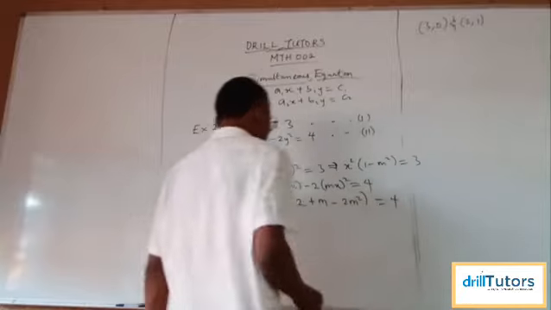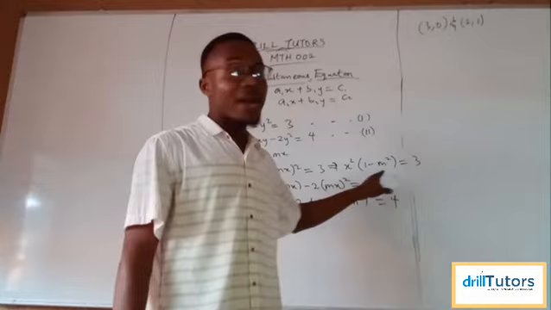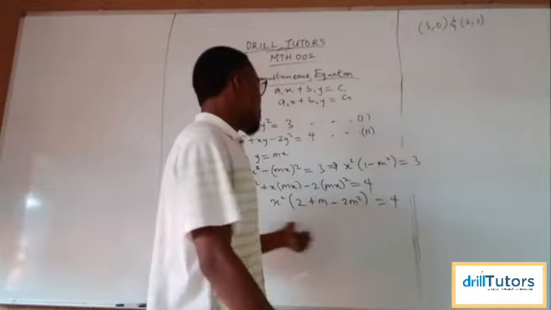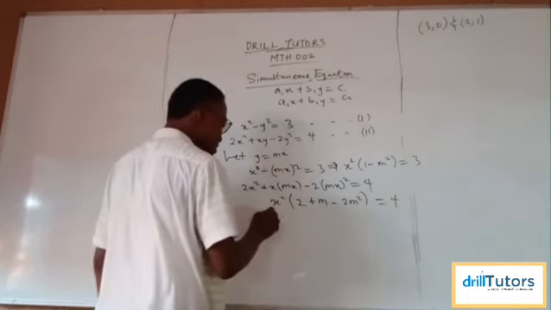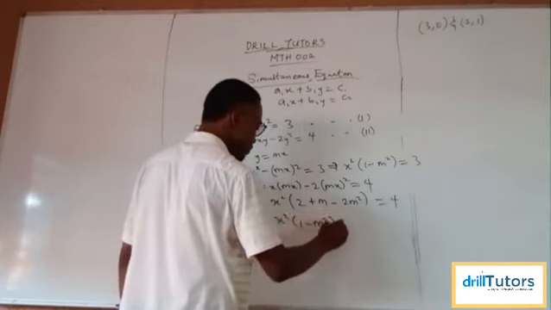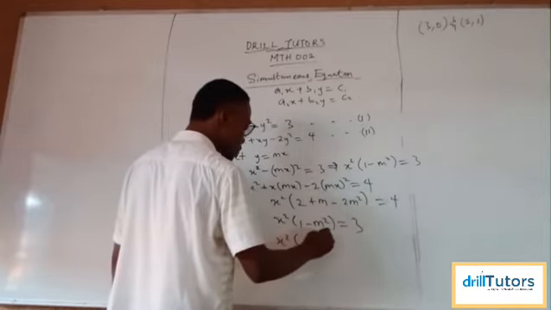Now look at the two equations. I have s squared into bracket 1 minus m squared to be equal to 3 and s squared into bracket 2 plus m. Let me write it out clearly so that you can see it. That's s squared into bracket 1 minus m squared to be equal to 3 and s squared into bracket 2 plus m.